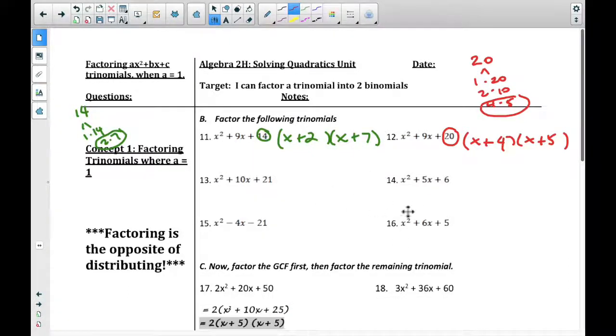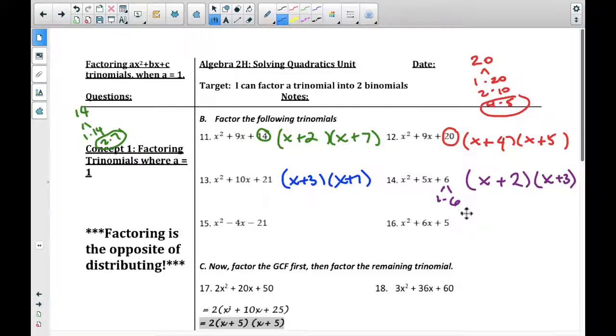Can you try number 13 and 14? I think that you'll find those pretty easy. So number 13, x plus 3, x plus 7. Number 14, it's a little bit tricky. It's x plus 2, x plus 3. And the reason I say it's tricky is that with 6, you could say 1 and 6, but 1 plus 6 is 7. If there was a minus sign in there, it might be that.